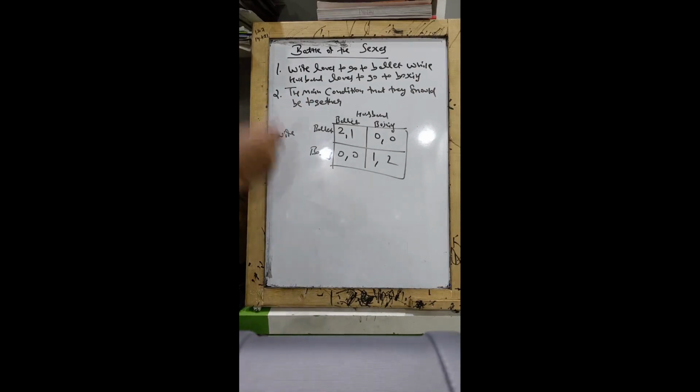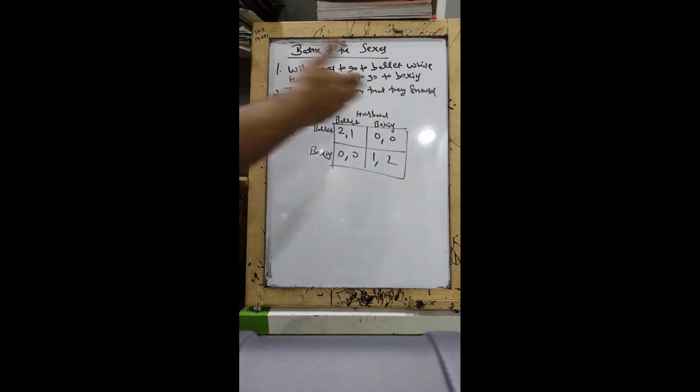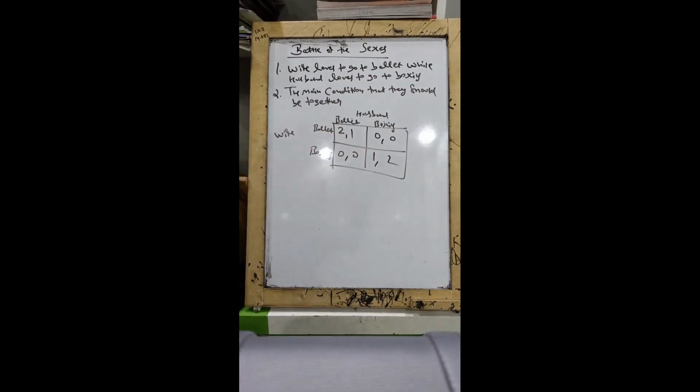Well, if wife goes to ballet, husband goes to boxing, they both get 0 because the main condition, that they should be together, is violated. Now boxing, ballet, same thing. They're not together. What about boxing, boxing? Well, in that case, wife is going to get 1 because she's with her husband, and the husband is going to get 2 because not only is he with his wife, he also gets to watch a boxing match.